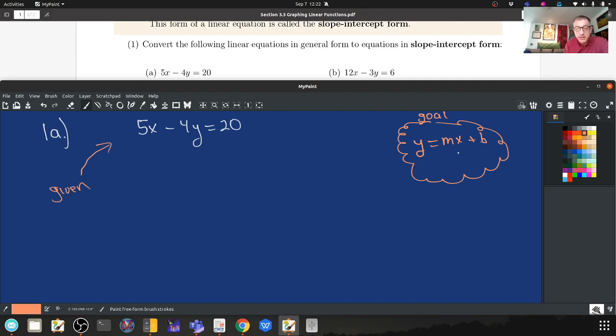Now you can literally memorize the formula I just gave you, but it's going to be so much easier not to do that and just solve. So that's our goal. We're finished when we identify the m and we identify the b, because those are what we have to find out. So let's go ahead and do it.